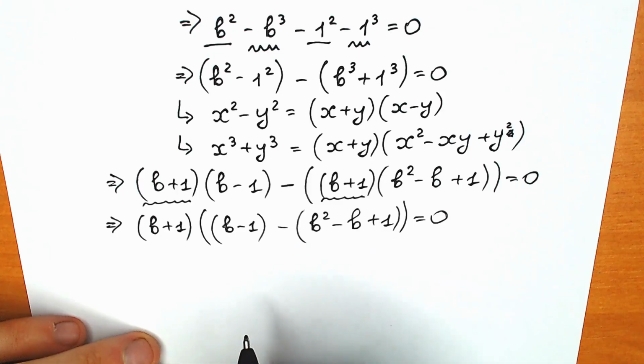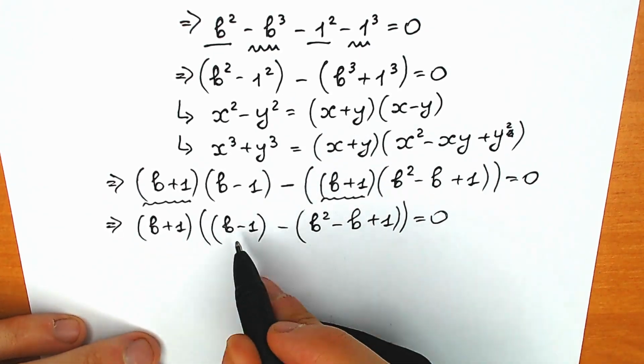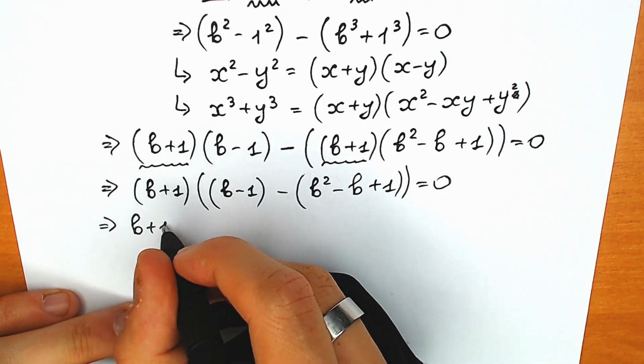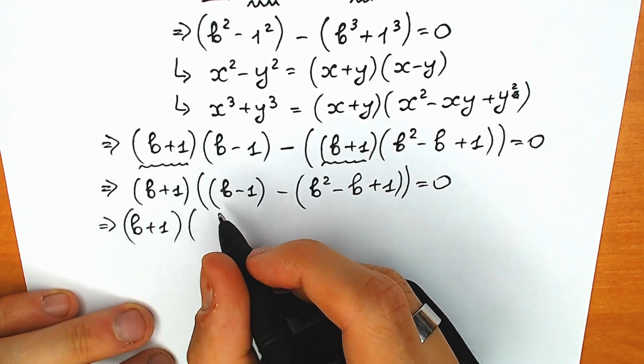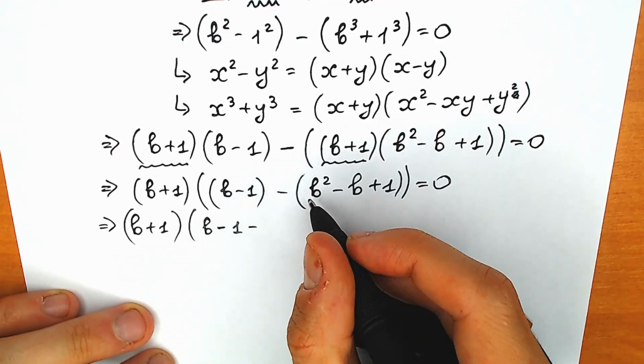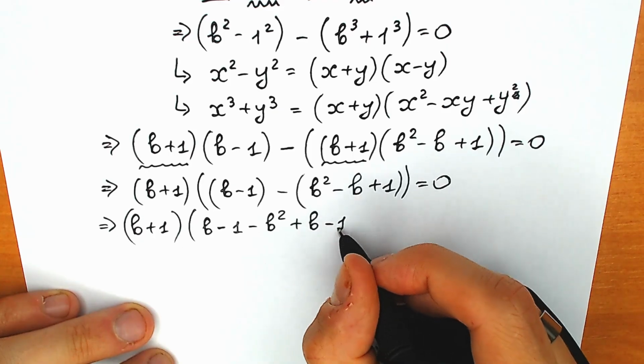Right now, let's simplify it. So we factor it, everything is great. We can easily simplify this expression in the second parenthesis. Okay, so let's do it. So we have b plus 1. In another parenthesis, what do we have? We have b minus 1. Yeah, I'm going to open a parenthesis real quick. B minus 1 minus, from here we have b squared plus b and minus 1 equal to 0.